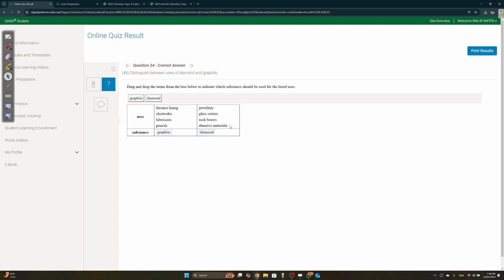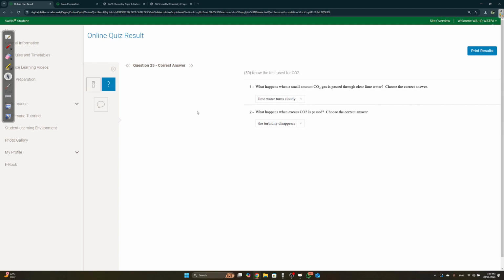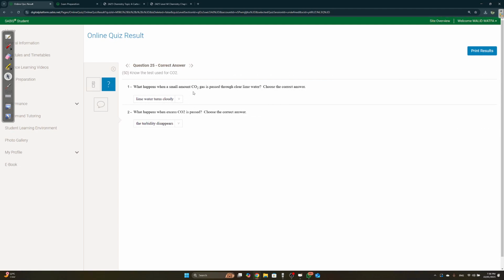Okay, which one's which? Furnace lining, electrodes, lubricant, paints, pencils, obviously graphite. Yeah, electrodes also because it doesn't react. Jewelry, glass cutters, rock borers, obviously diamond. And this is, I think my brother in grade 6 can answer this. What happens when a small amount of carbon dioxide gas is passed through clear lime water? Obviously, lime water turns cloudy in the presence of carbon dioxide.